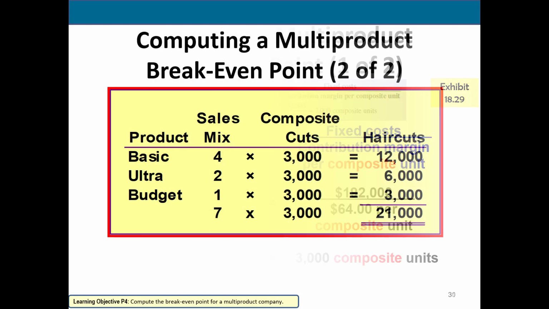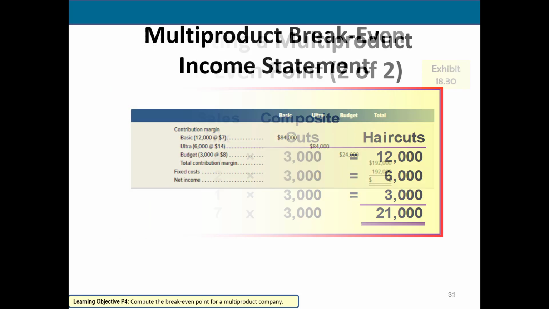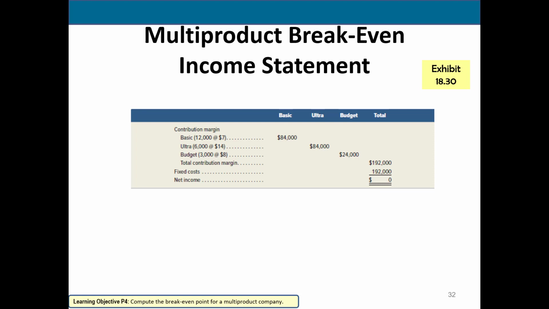So what does that mean? This shows how to figure out how many of each type of cut needs to be sold in order to break even. So again, we have the sales mix 4:2:1 times 3,000. So we need to sell 12,000 basic, 6,000 ultra, and 3,000 budget in order to break even. And this multi-product break-even income statement shows you computing those numbers where we do come out with a 0 net income.